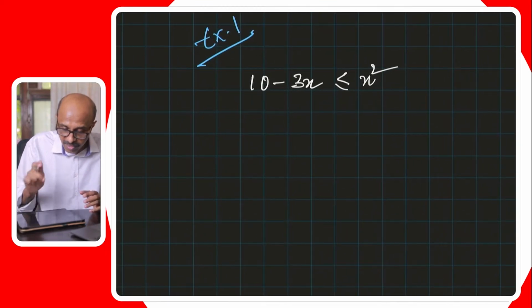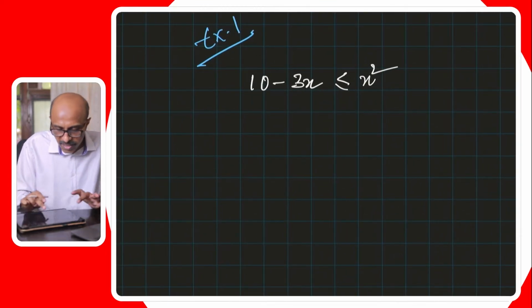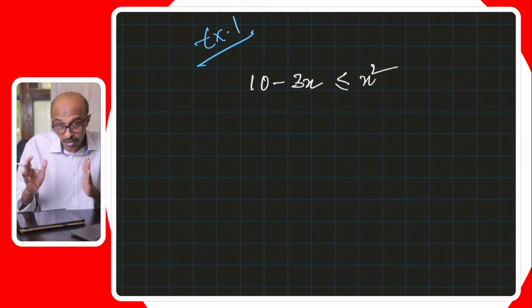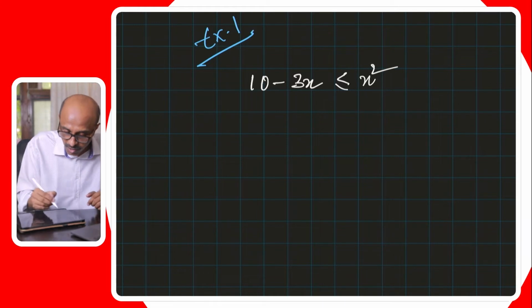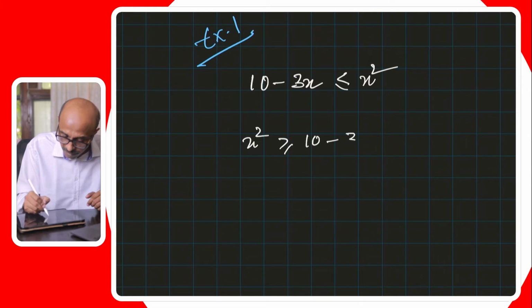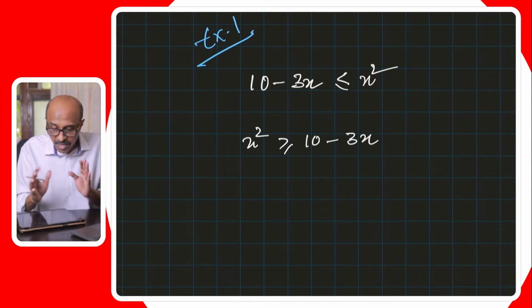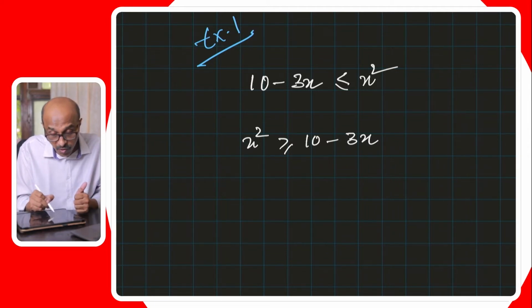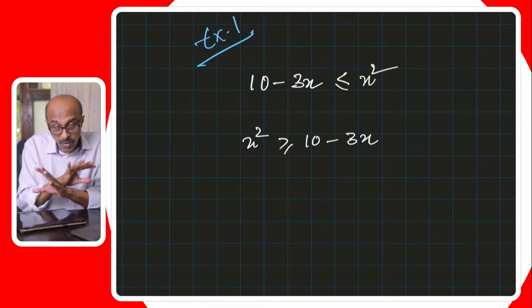This is an algebraic method. The first thing I would do when I see a question like this is arrange it in a way that I've got all the terms on one side of the inequality. Let me just write it like this first: x squared is greater than or equal to 10 minus 3x. I've not collected all the terms as yet. I've just written it the other way around, with the same inequality sign.